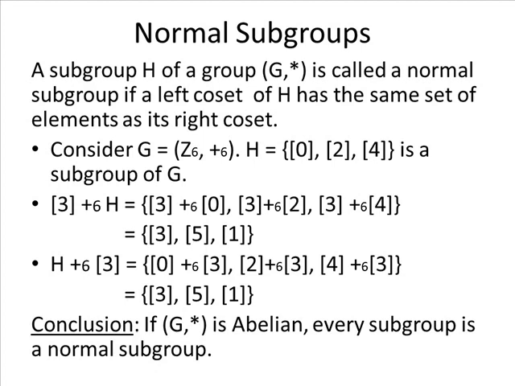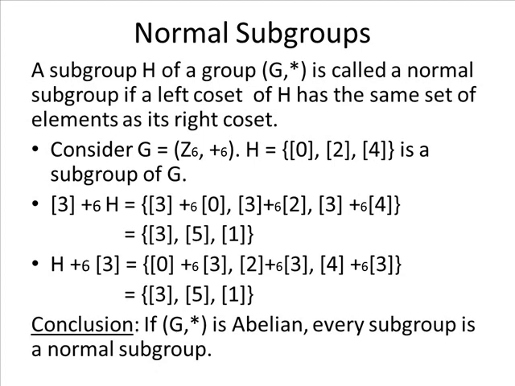A normal subgroup is going to be an additional status given to a subgroup. We see the actual definition here. A subgroup H of a group G star is called a normal subgroup if a left coset of H has the same set of elements as its corresponding right coset. Basically, if the left coset and the right coset have the same set of elements, then this subgroup H gets the special status of a normal subgroup.